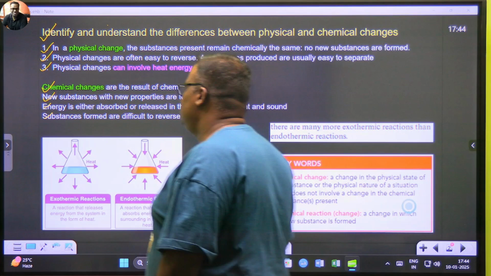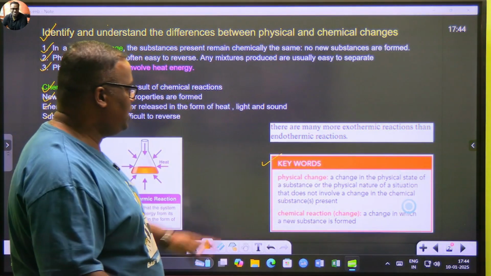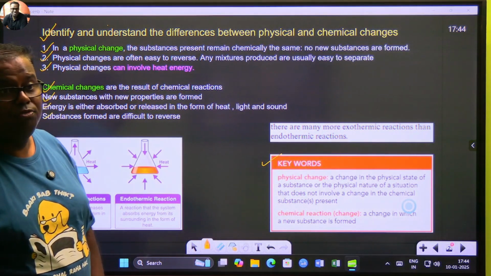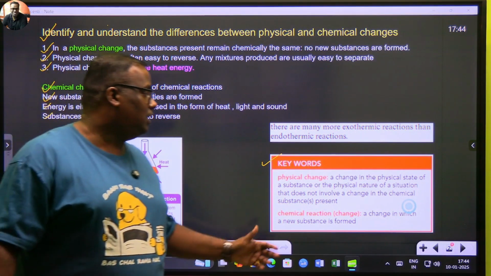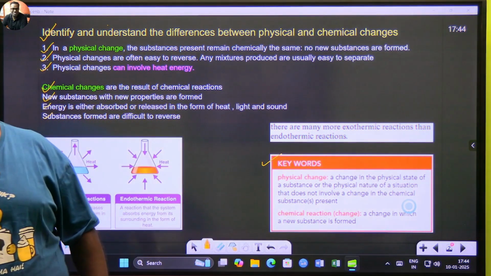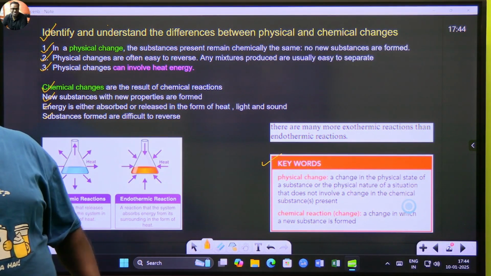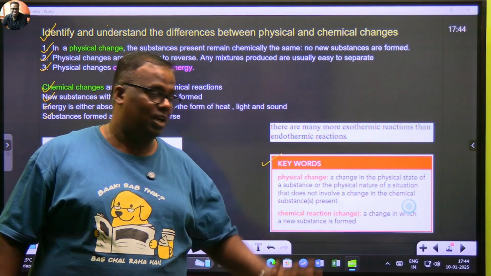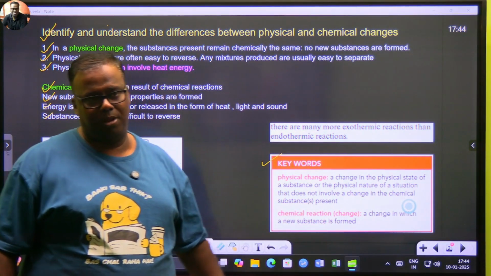So then we come down to this takeaway point. Just check this: physical change and chemical change. A change in the physical state of a substance or the physical nature of a situation. There is a situation whose physical nature has changed. It does not involve a change in the chemical substances present. There is never any change in the chemistry of the thing. And what do you mean by a change in chemistry? Change in chemistry means new substance, new property. Understood? A chemical reaction is a change in which a new substance is formed.